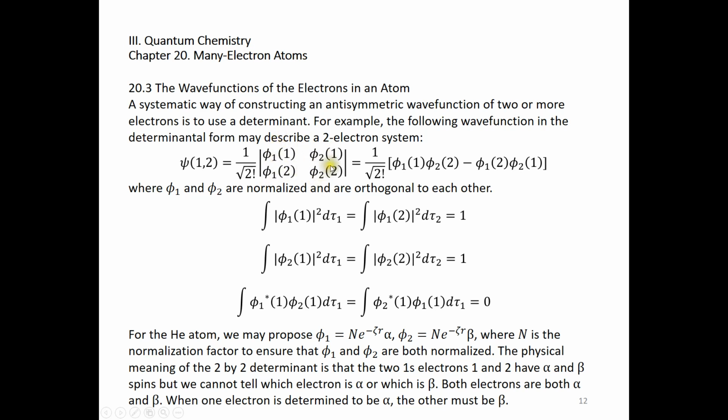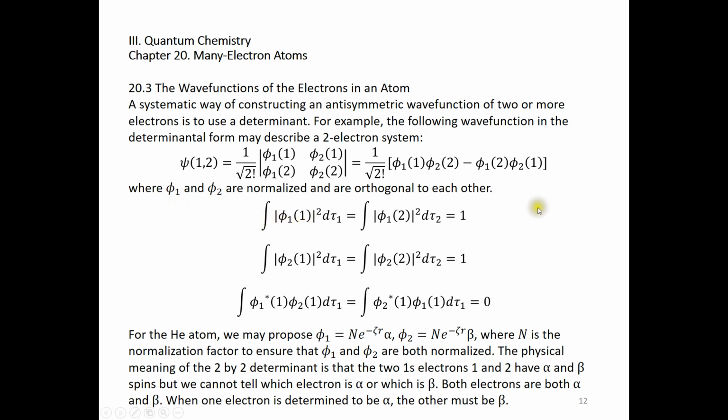We can expand this determinant. We get phi 1 of 1, phi 2 of 2 minus phi 1 of 2 times phi 2 of 1. And this is anti-symmetric, because if we switch 1 and 2, we will switch the sign of the determinant. Phi 1 and phi 2 must be different. They are normalized, they are orthogonal to each other.